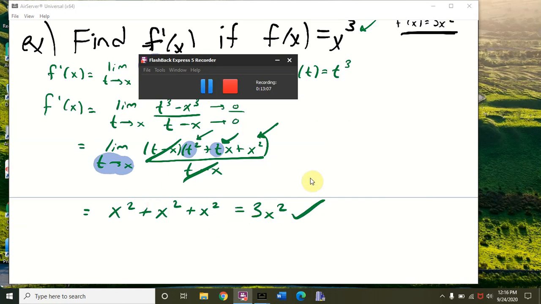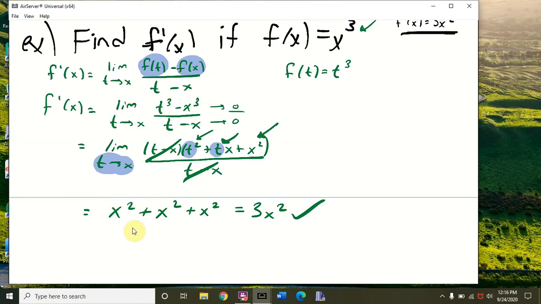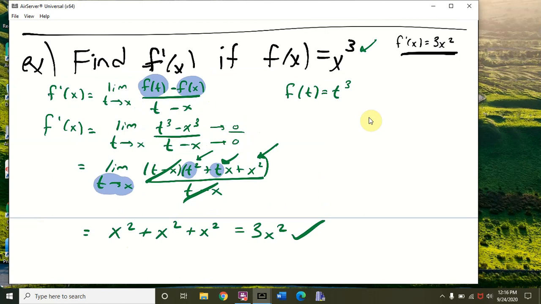Okay, so it just skipped out for a minute there, but here's the rest of the work. So again, replacing with x, we get x squared, x times x is another x squared, and then that's just x squared. And sure enough, as we had anticipated, 3x squared is the end result here.